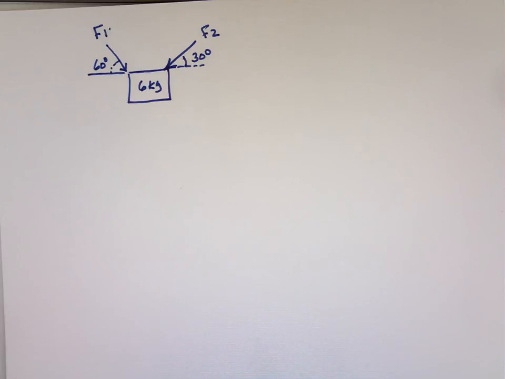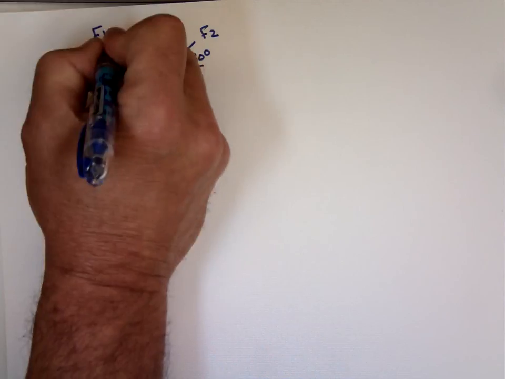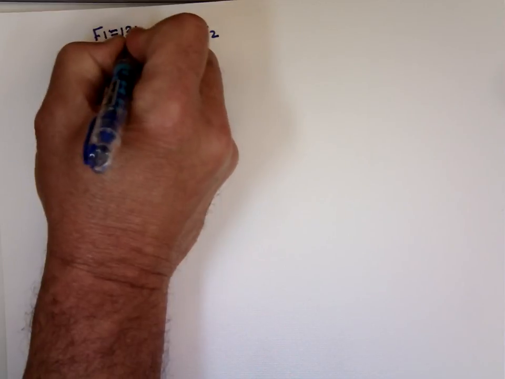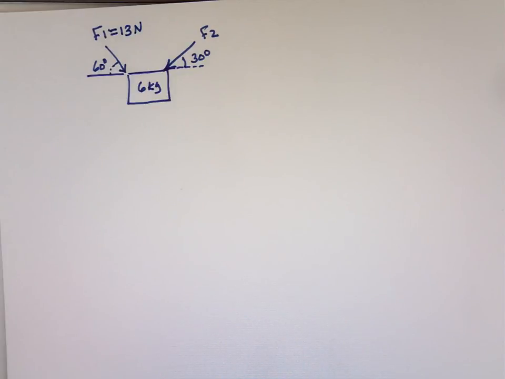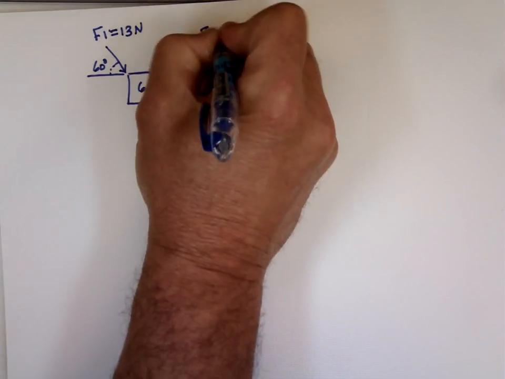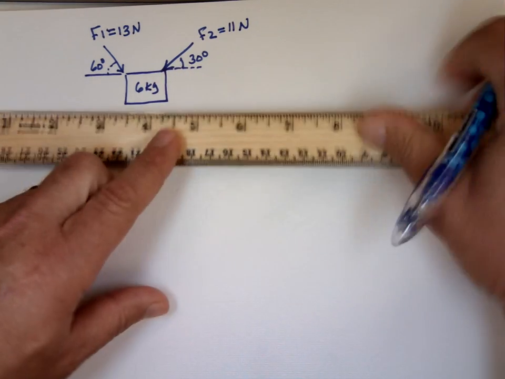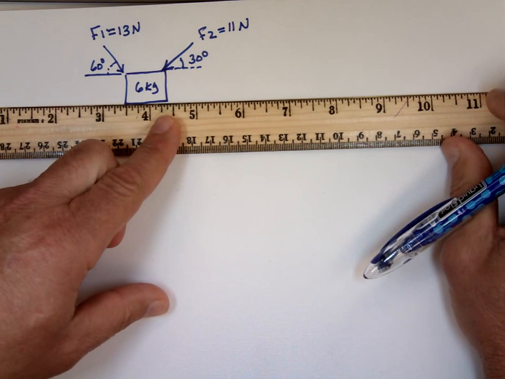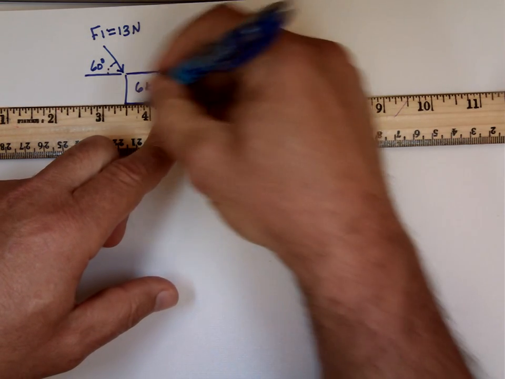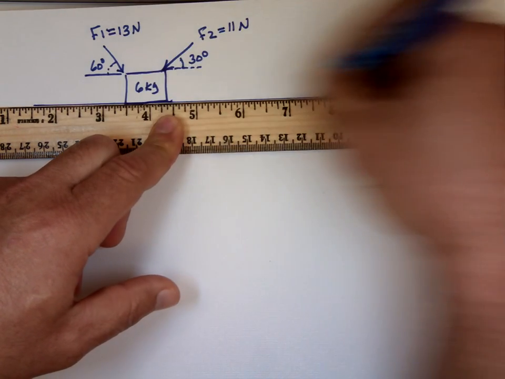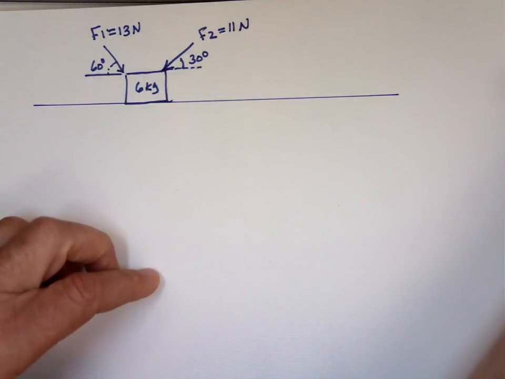Let me give you values for F1, F2. F1 is 13 Newton, F2 is 11 Newton. Let's say this ice is sitting on a table. Now when we say ice, the reason we use ice instead of something else is that ice simulates frictionless. So it's sitting on that table. You get two people pushing on it.